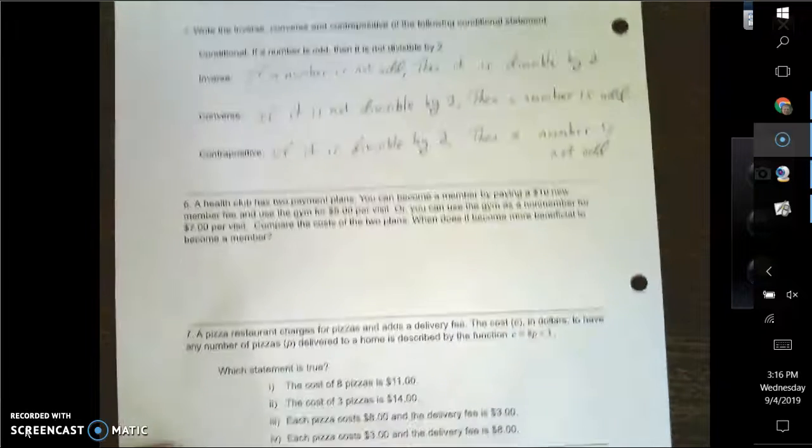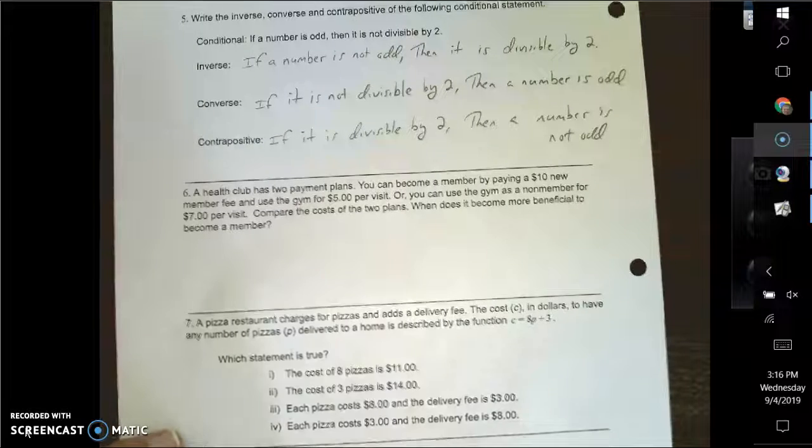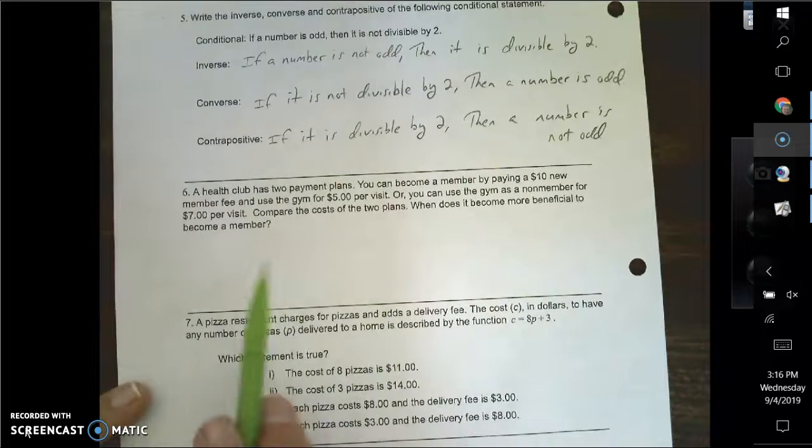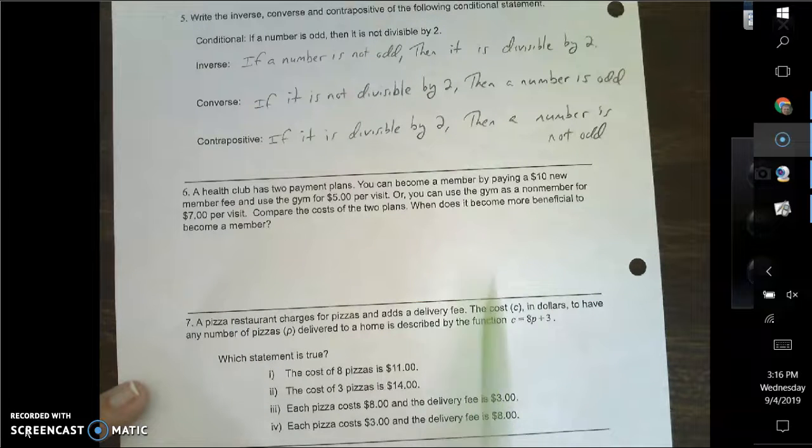Okay? Number 6. A health club has 2 payment plans. You can become a member by paying $10 new member fee and use the gym for $5 per visit. Or you can use the gym as a non-member for $7 a visit. Compare the cost of 2 plans. When does it become more beneficial to become a member?